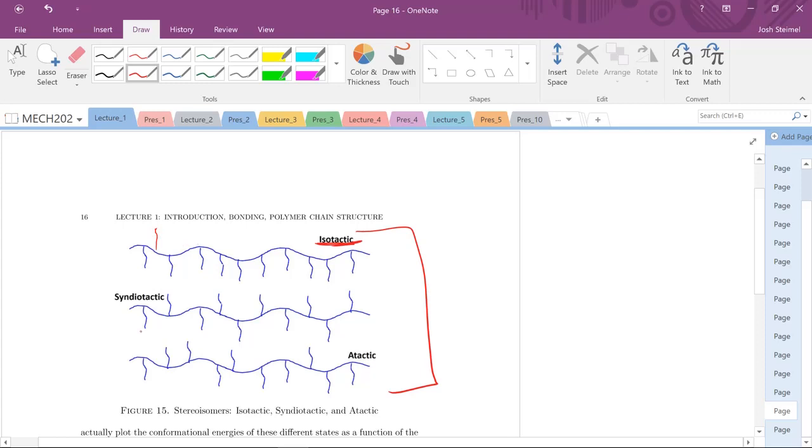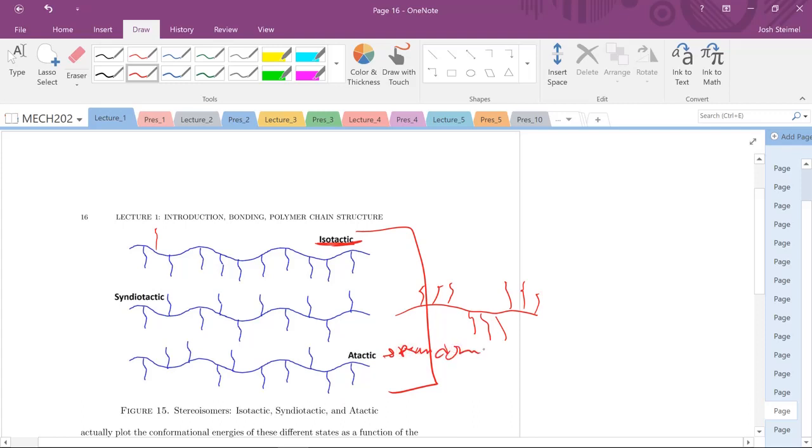Syndiotactic, you see there is some kind of regular structure. Another syndiotactic one could be like this: three up, three down, three up, three down, et cetera. Atactic is completely random. So these are structural distinctions.